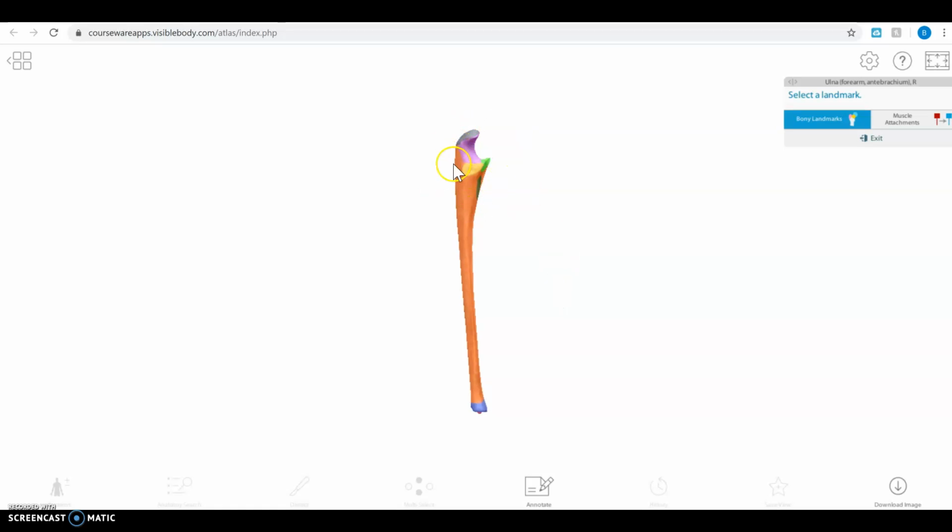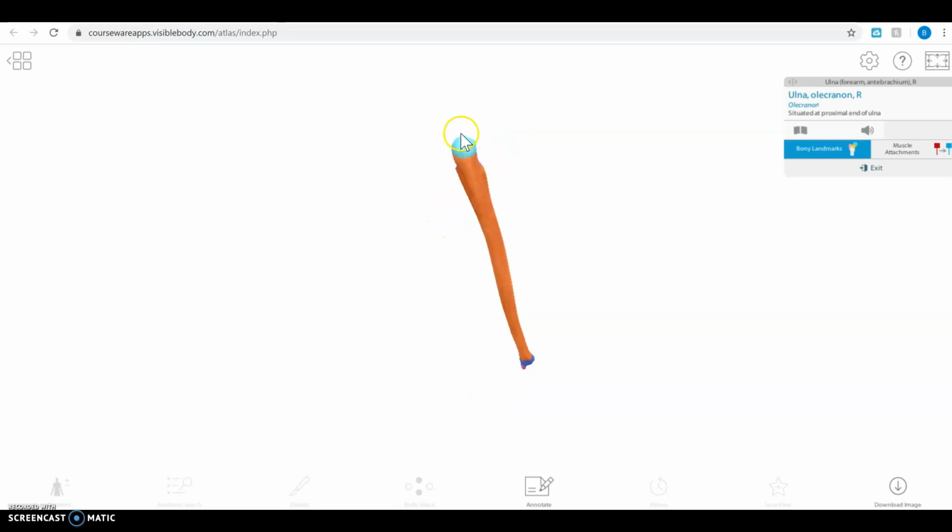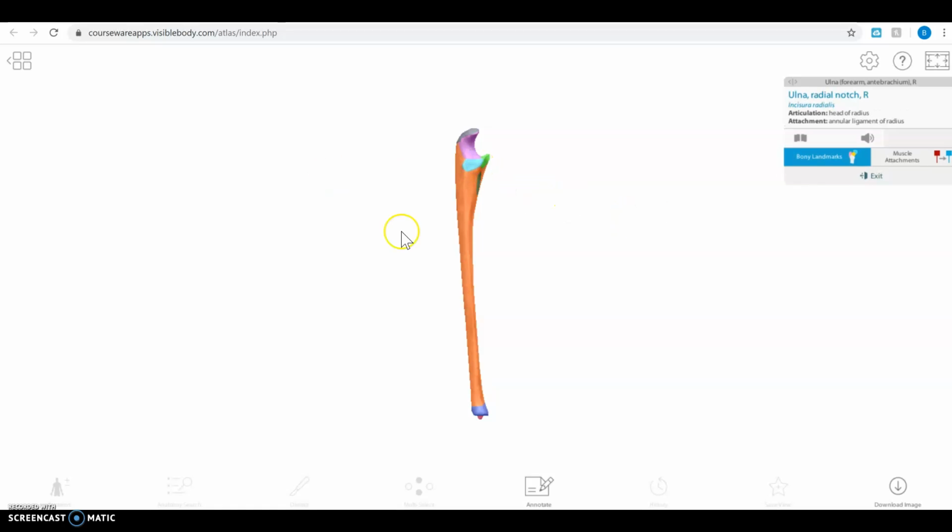The superior side is pretty distinguishable. So we talked about the olecranon process. This is what sits in the olecranon fossa. Then you have your radial notch. If my computer would work with me. Okay, you have your radial notch of your ulna. This is where your ulna articulates with the radius.